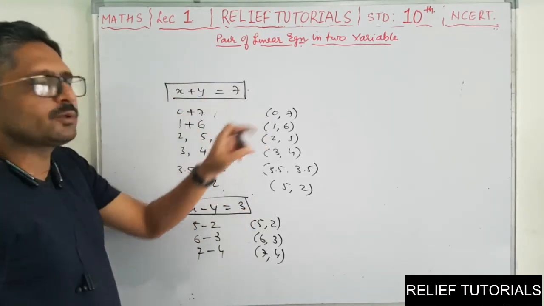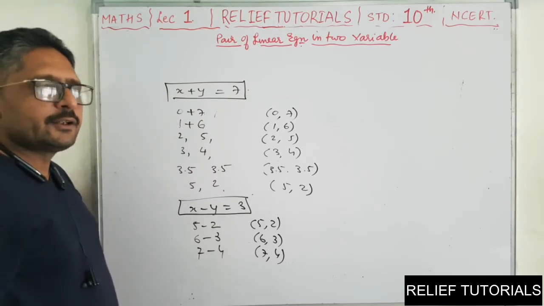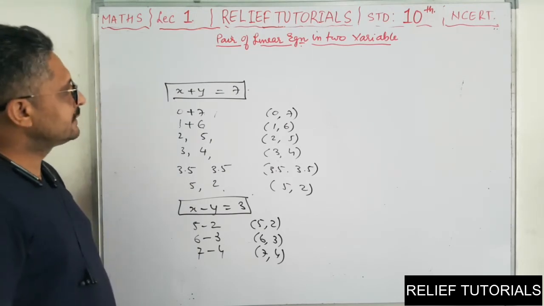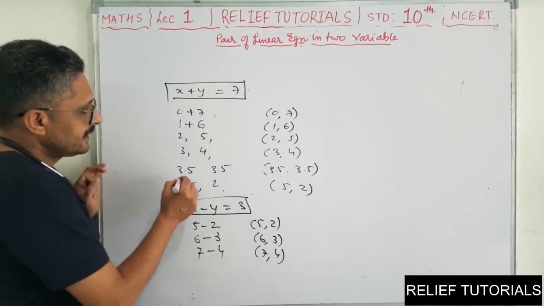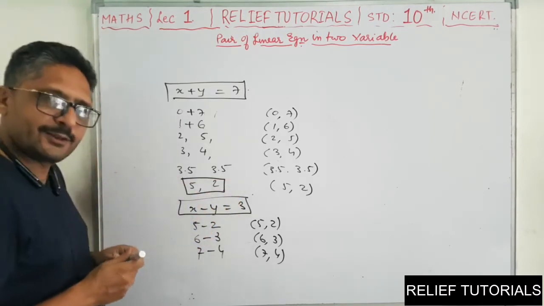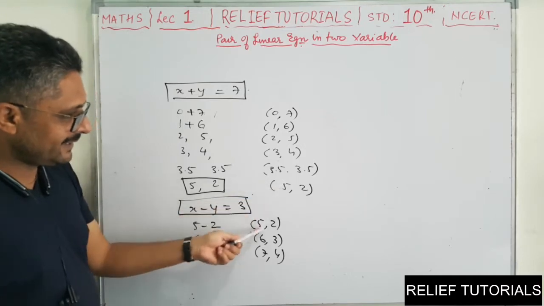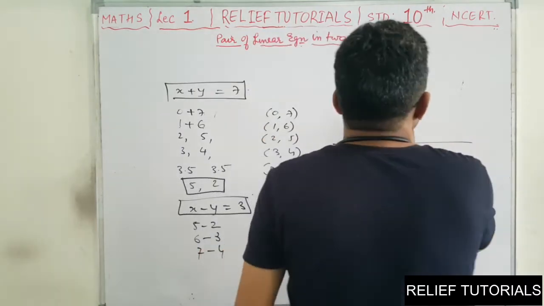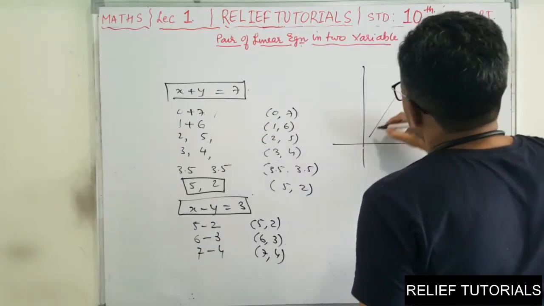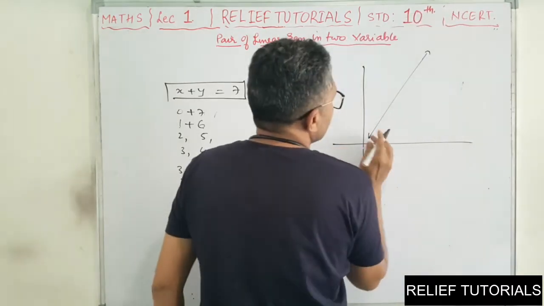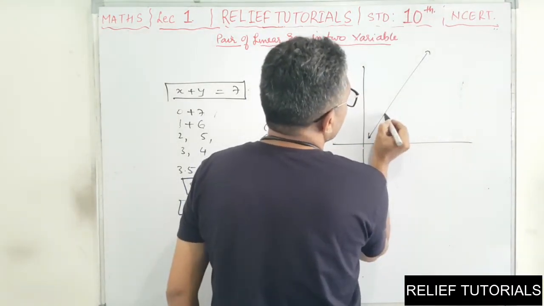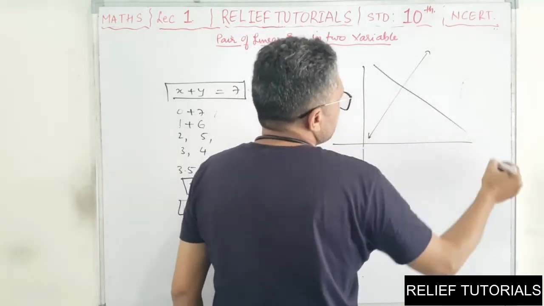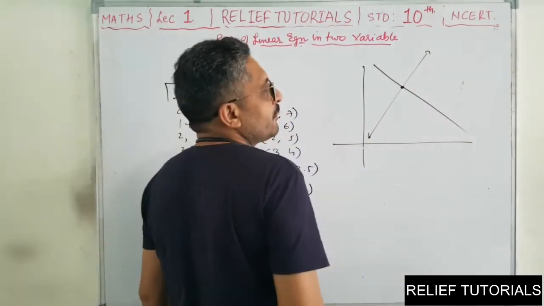But when you plot these two lines, you will get one point. If I say here, we have 5, 2. Here also we have 5, 2. See, both have one point in common. So if you plot this line, you will get one equation, and another you will get this way. So here you will get one point in common.